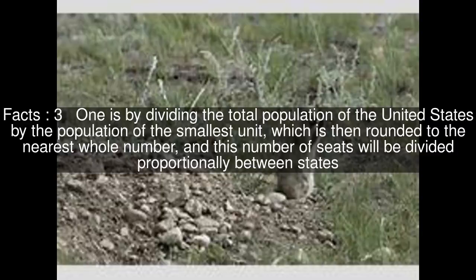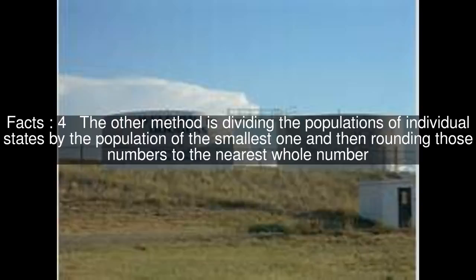One method is dividing the total population of the United States by the population of the smallest unit, which is then rounded to the nearest whole number, and this number of seats will be divided proportionally between states. The other method is dividing the populations of individual states by the population of the smallest one and then rounding those numbers to the nearest whole number.